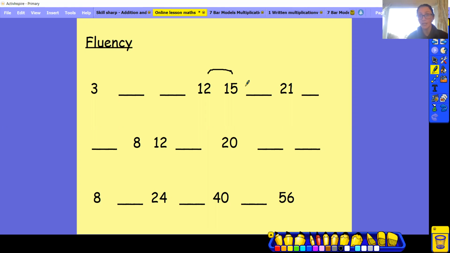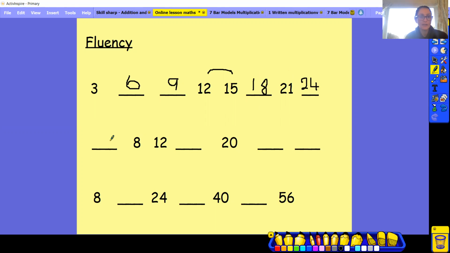Also, if you knew your 3 times table, you would have known that these numbers come in 3 times tables. So let's do this one. So we've got 3, 6, 9, 12, 15, add on 3 onto this one, 18, 21, and finally 24. Brilliant, well done.